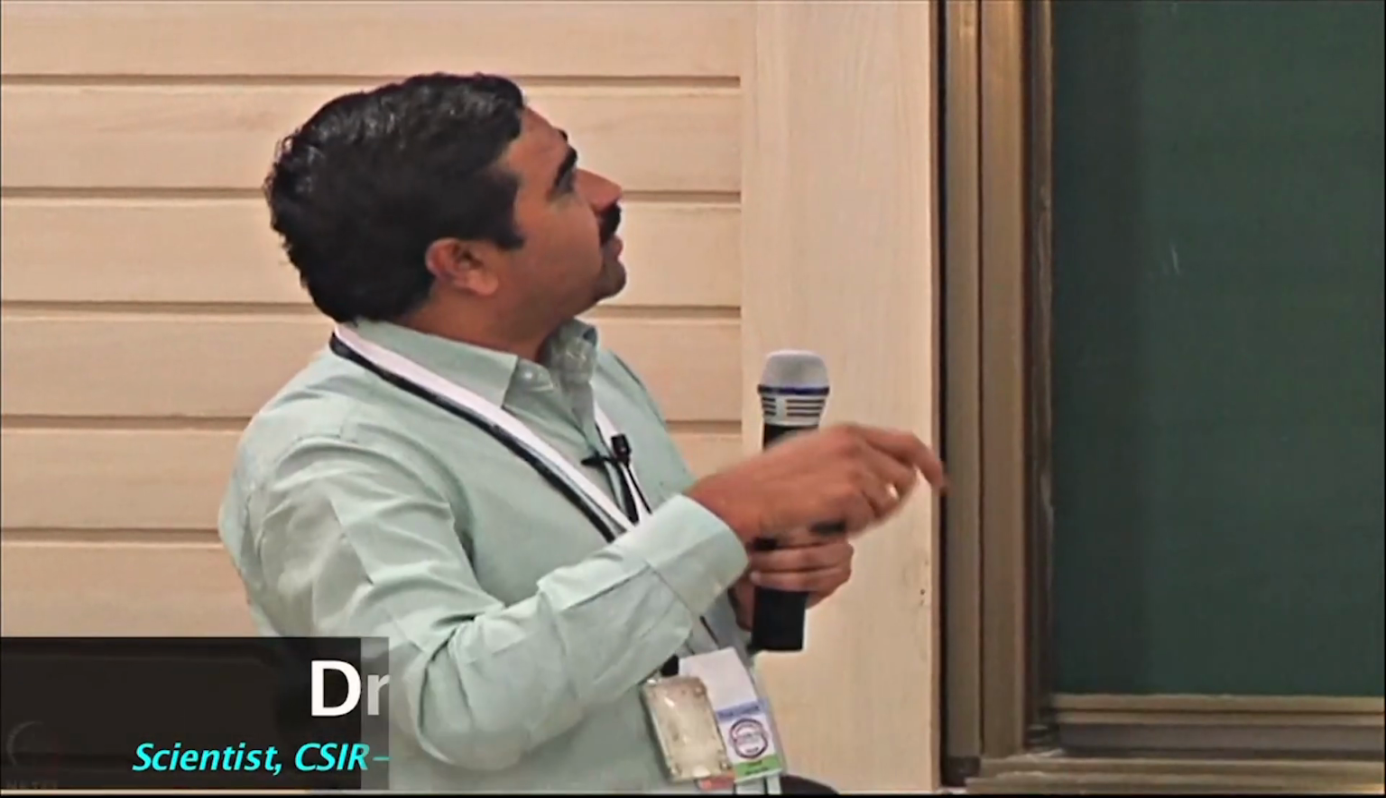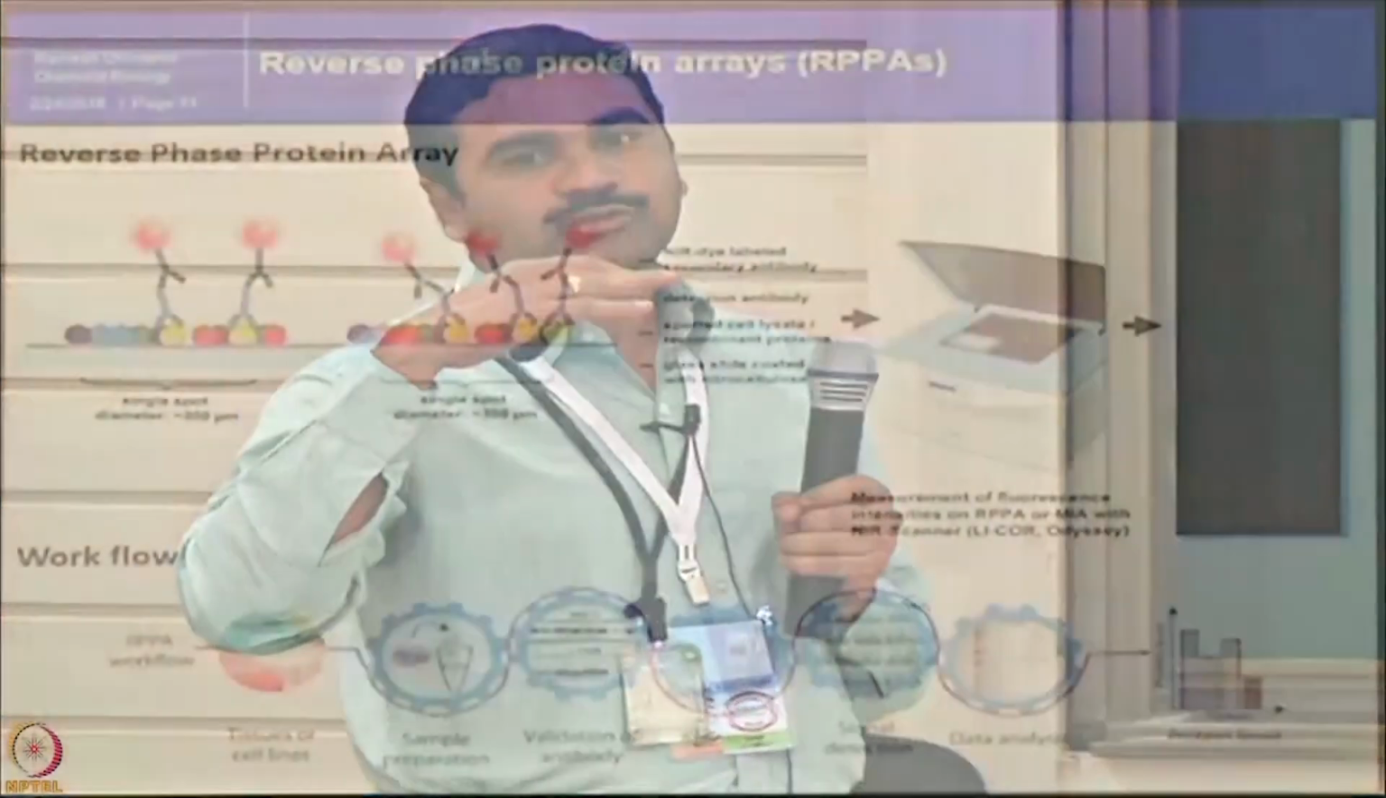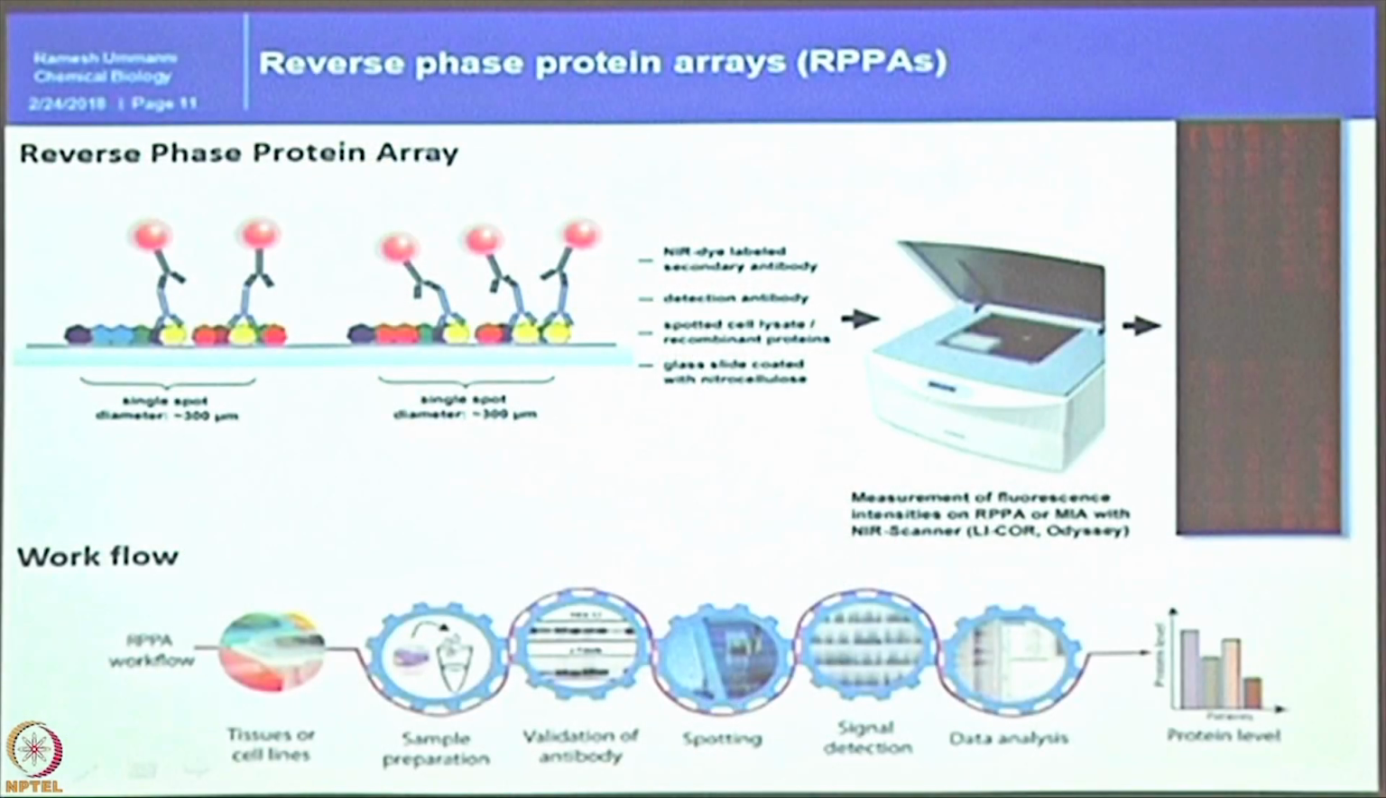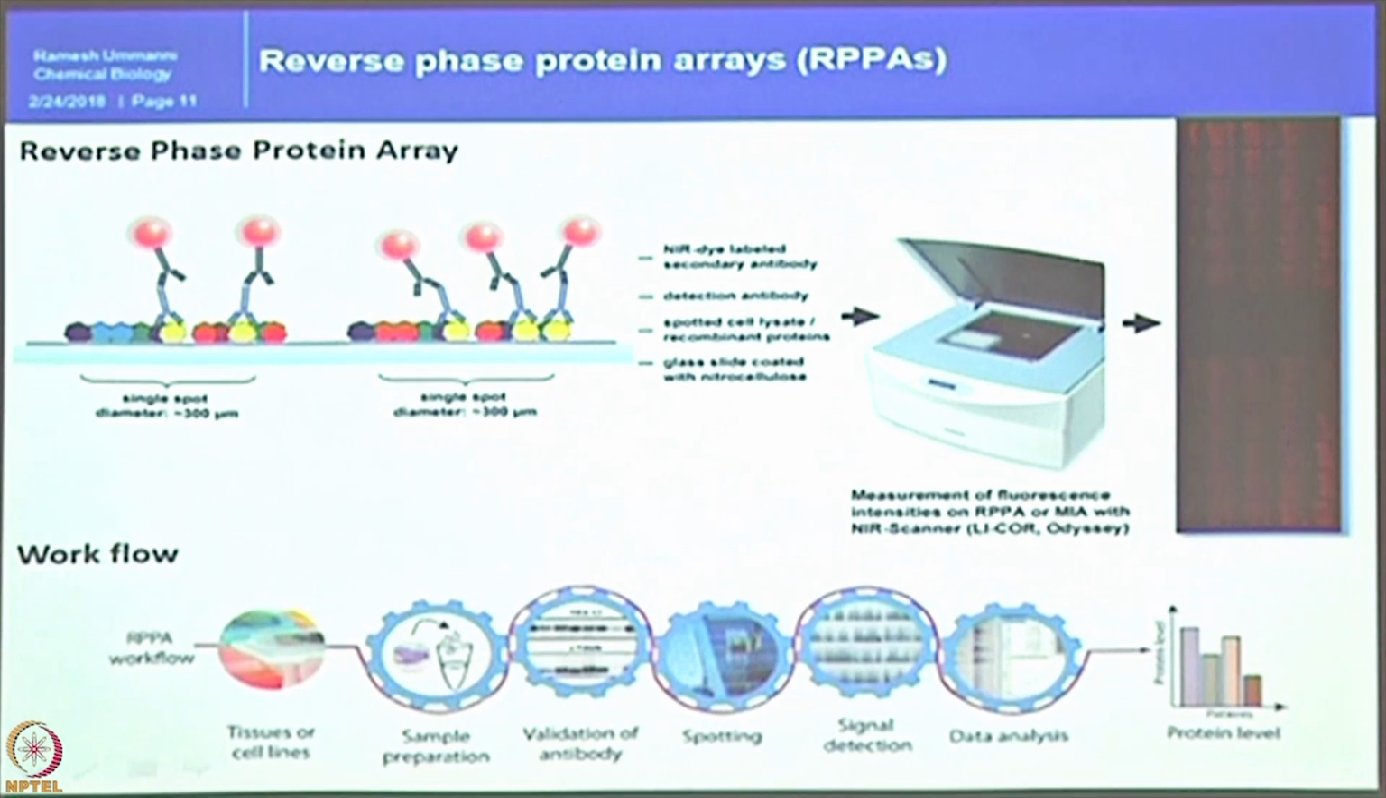So then here I would like to highlight how the array looks once you print. You can see the glass slide coated with nitrocellulose, these spotted lysates which can be recombinant proteins or total protein lysates. Here is a detection antibody and a near infrared dye labeled secondary antibody. It's the same simple Western blotting approach, explained to a plus-2 standard student. Okay. Advantage, single spot diameter is 300 micrometer. That's why you can accommodate more samples on a slide. Then you can perform the array and you will get the signals like this.